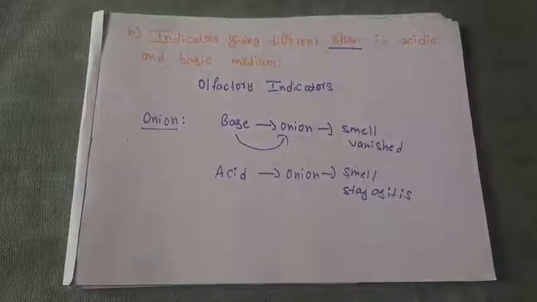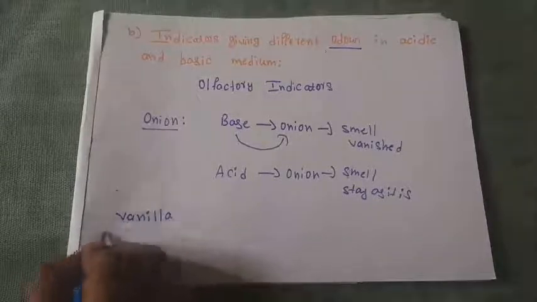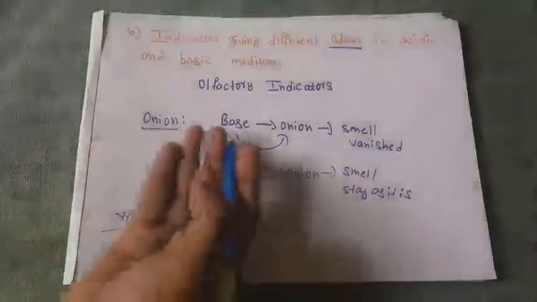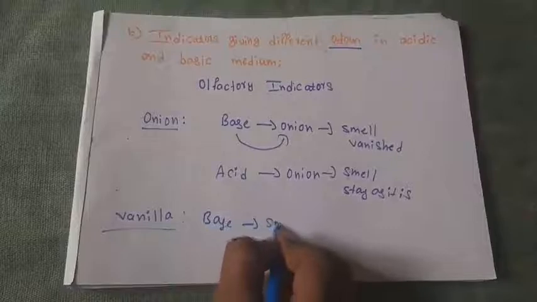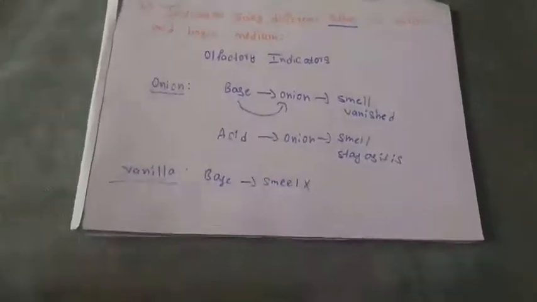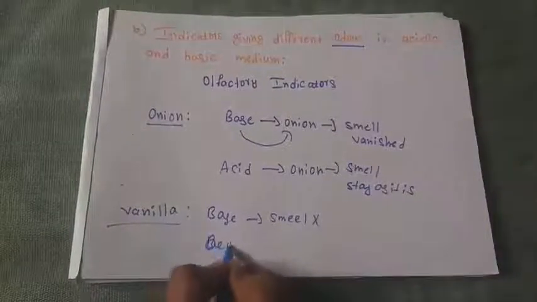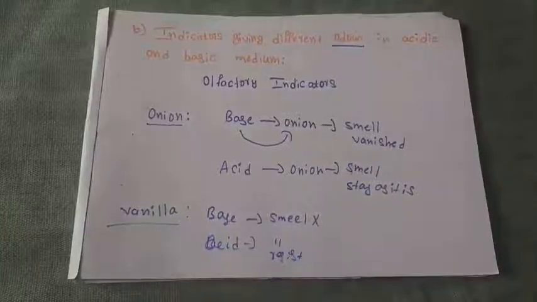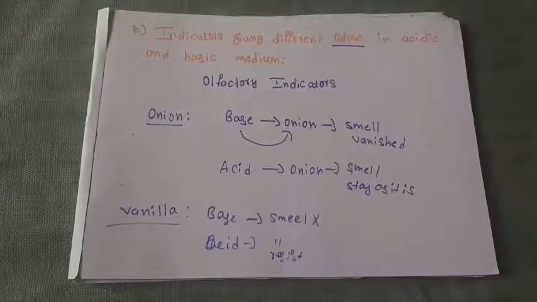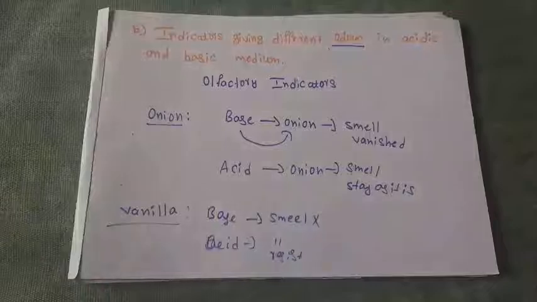Then one more indicator is vanilla. We all know this vanilla. Same as for vanilla also, in basic medium the smell vanishes, but in acidic medium the smell persists. This is one more indicator which can be used to identify acid and base by using the odor. First is onion, and then vanilla.